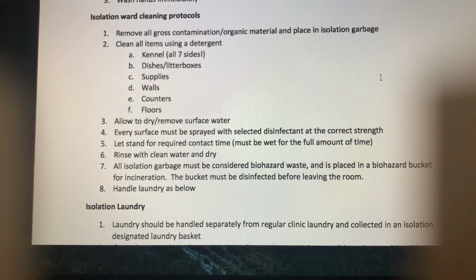So that is our procedures for going in and out of the isolation ward. I do really encourage you to watch those videos because they're great. They show you really well and explain really well and give you some tips on how to handle that isolation ward protocol.